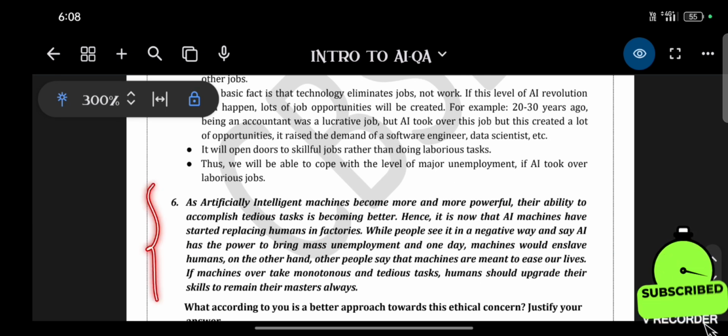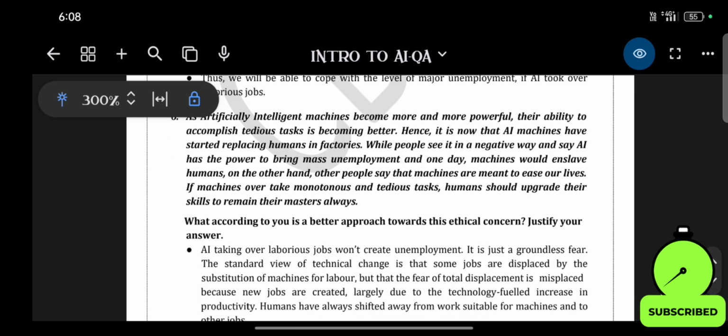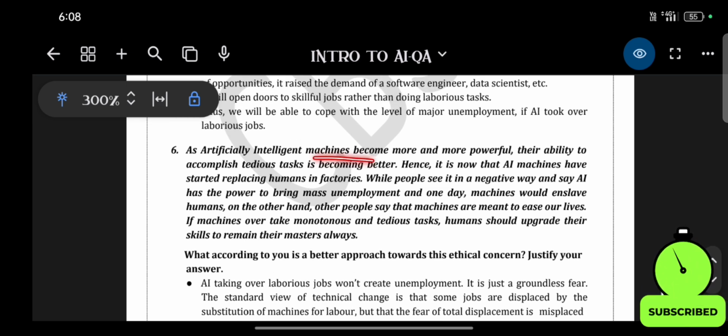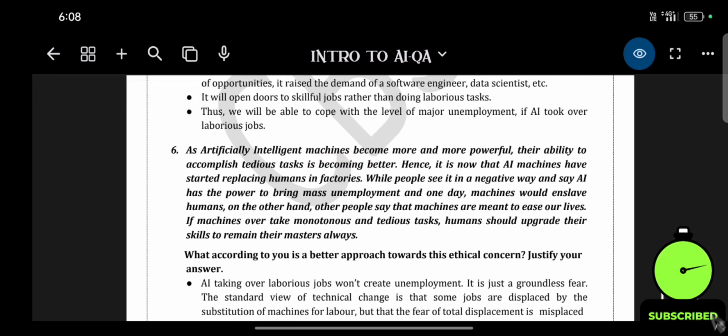Now, this is a case-based question. As artificial intelligence machines become more and more powerful, their ability to accomplish tedious tasks is becoming better. Hence, AI machines have started replacing humans in factories. While people see it in a negative way and say AI has the power to bring mass unemployment, and one day machines would enslave humans.